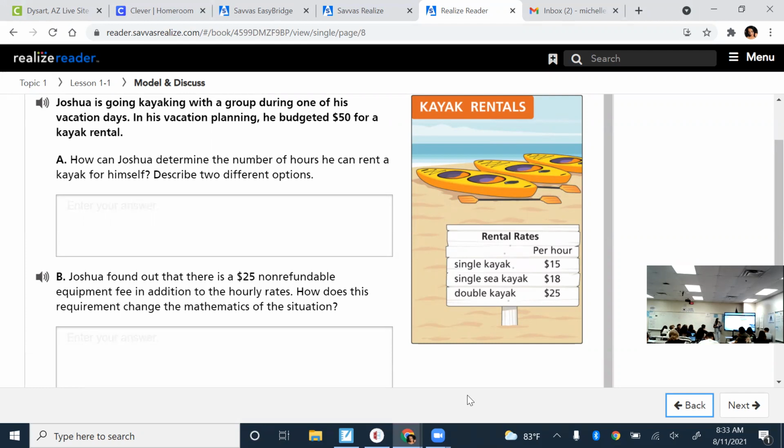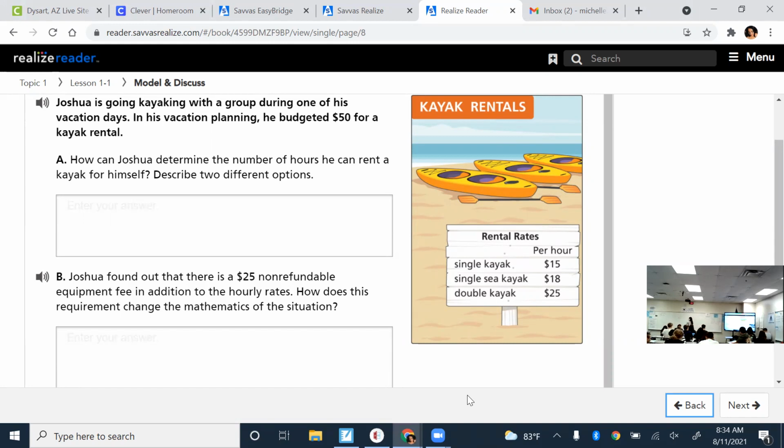Joshua is going kayaking with a group during one of his vacation days. His vacation planning is $50 for a kayak rental. Good. Anyone want to read this first part, part A? Okay, well, actually, we'll let our friend back there. How can Joshua determine the number of hours he can rent a kayak for himself? Describe 2 different options.